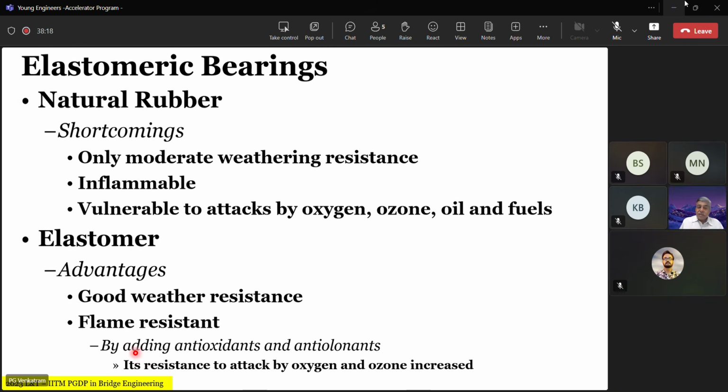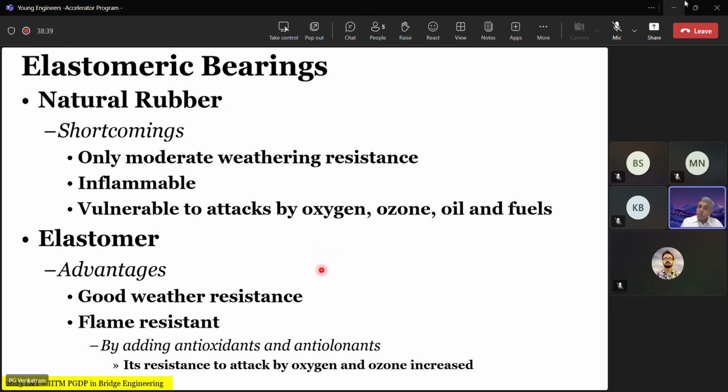Actually, when you compare the difference, it is quite possible to improve natural rubber also by the same antioxidants and anti-ozonants addition to improve this property. So today what is happening is the elastomeric bearings that you are getting, you get both.